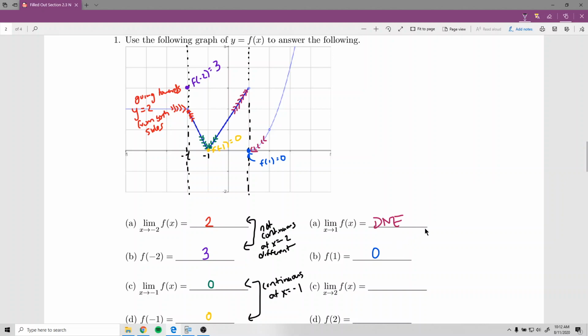Right, now these are different, which makes it not continuous at 1, but it's automatically not continuous if the limit doesn't exist. If they're both DNE, then you might think, well, that's the same, but that's not the same. They have to be the same number. If even one of them is DNE, then it's bad.